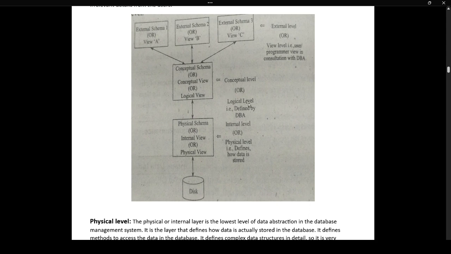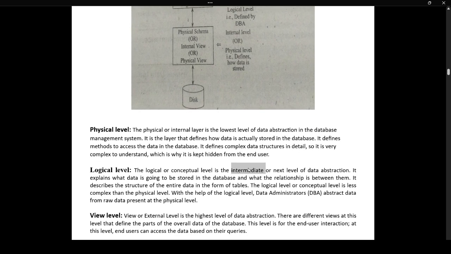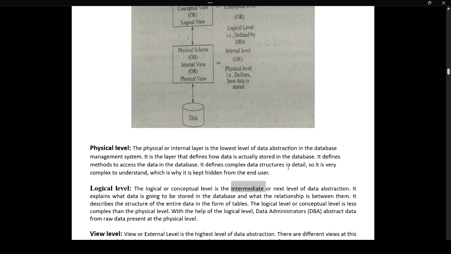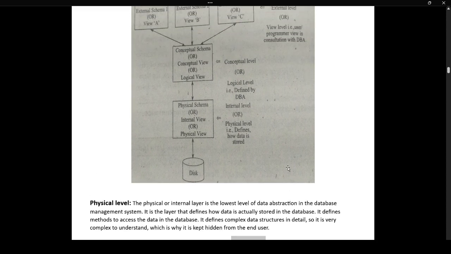And here you can see the logical level defines the database administration. So what is my database administration? Here we see it explains what data is going to be stored in the database and what the relationship is between them. What type of data is stored, it specifies data. Okay, what type of data it basically stores.